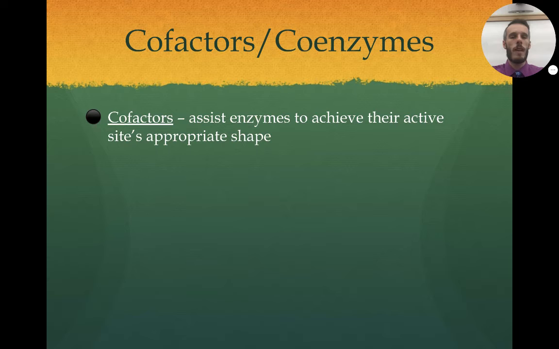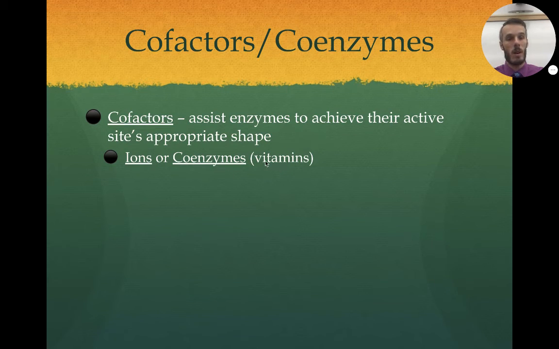Cofactors are chemicals that help enzymes. Proteins need to have a specific shape, so cofactors help them to get the appropriate shape for their active site. If the active site is not correctly shaped, then it will not be able to bind with the substrate that it needs to bind to. Ions or coenzymes, such as vitamins, are cofactors that will do this for the enzyme.